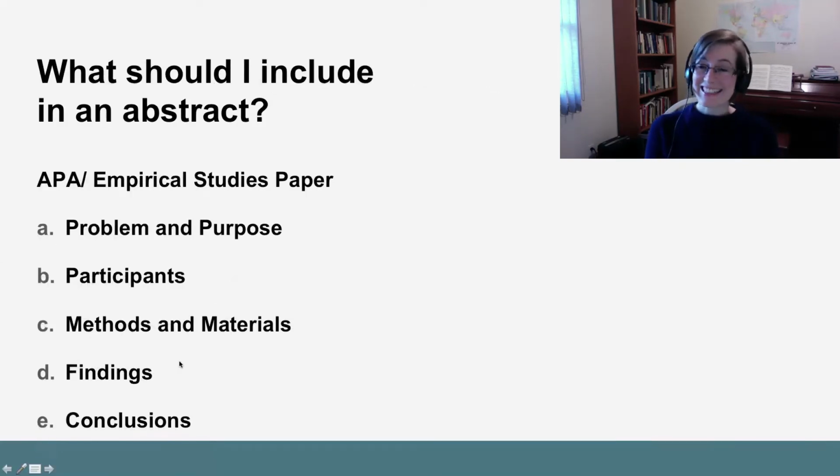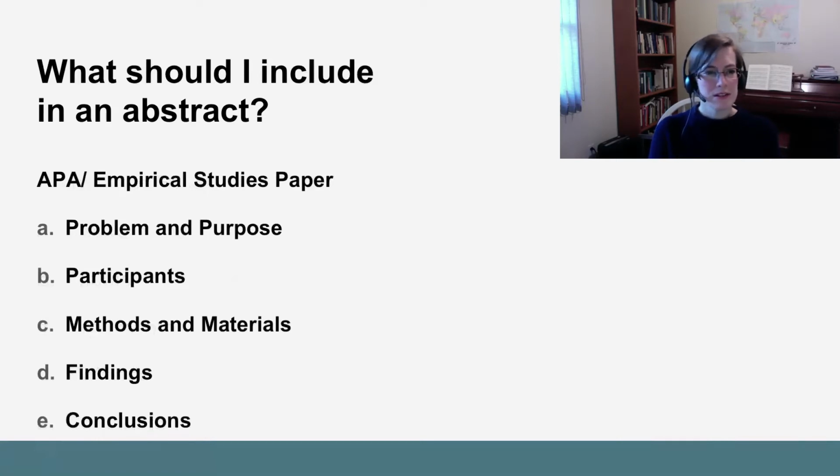All of these things lead us to the million-dollar question of what should I include in an abstract? Okay, so abstracts actually share the same structure with the paper that they reflect. So, for example, I'm going to use two different genres just as examples for this workshop.